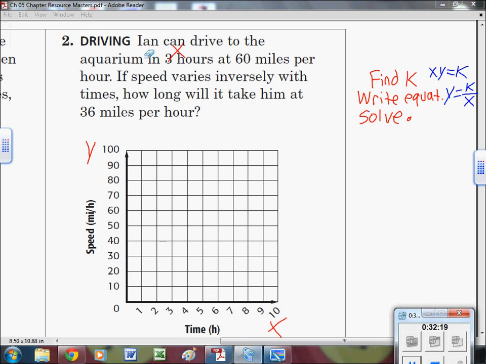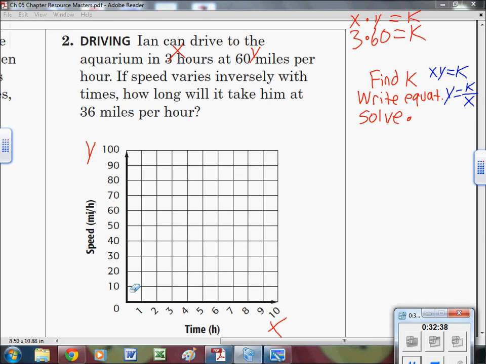X times y. So according to this, time is our x. So that means that 3 hours, that was x. And then the speed was 60 miles per hour. That was the result of that, according to our graph. We're saying we chose the time. The speed is the result. It's the output. So now x times y, that's going to give us k.